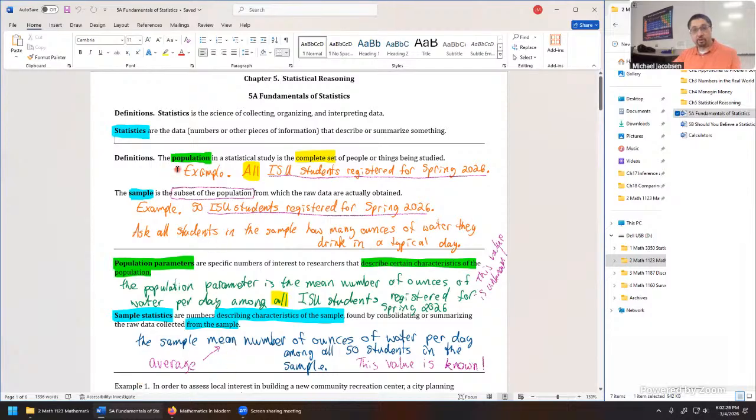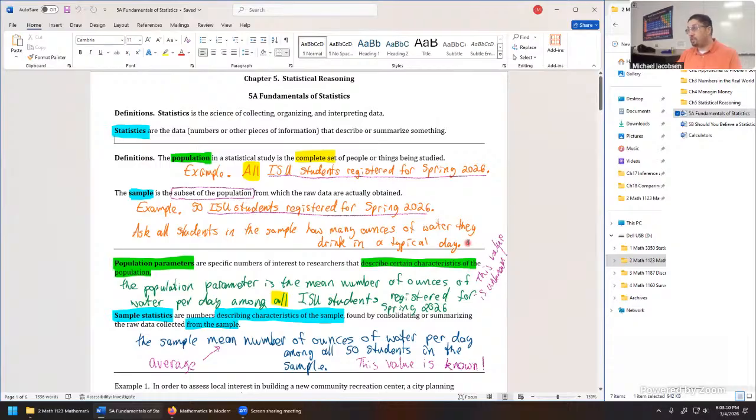So for a population that we were imagining, we said all ISU students registered for spring 2026. It's a big, large, unwieldy population. So to study it, we were imagining we had a sample. By sample, we mean a literal subset. So everyone inside the sample has to be an ISU student, but we're not trying to study the entire population any longer. Our sample was of size 50. It could have been a size 1,000 or maybe even small at size 15 students. But we said take 50 ISU students registered for spring 2026, and that was our whole sample.